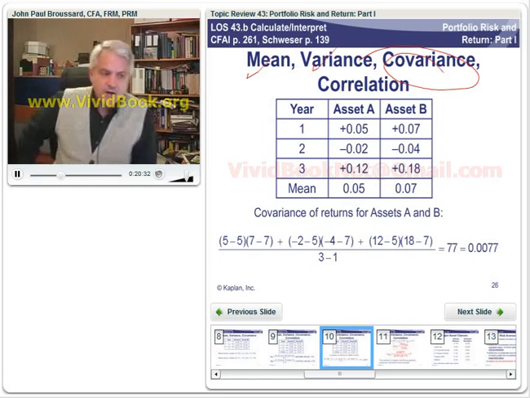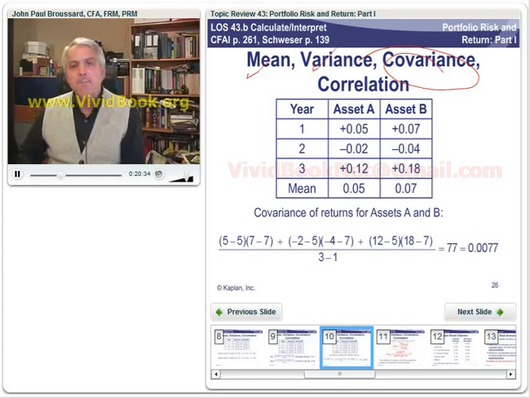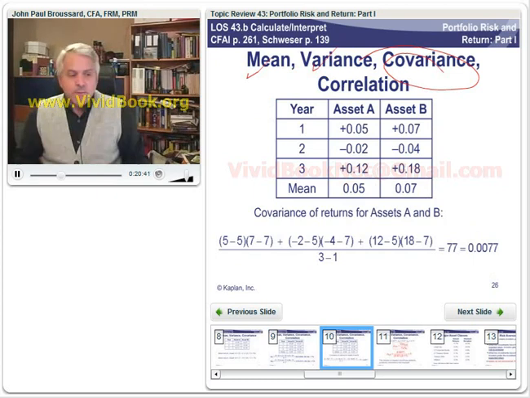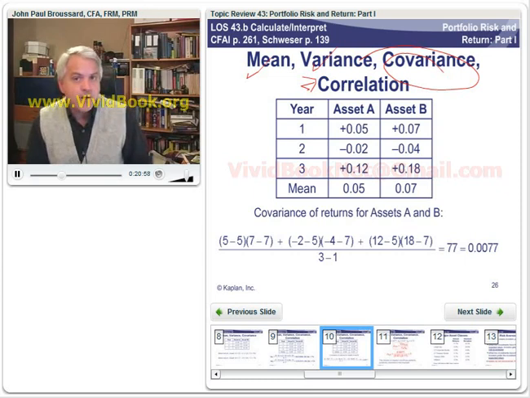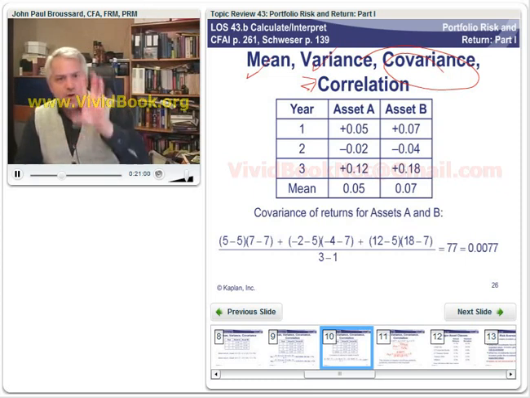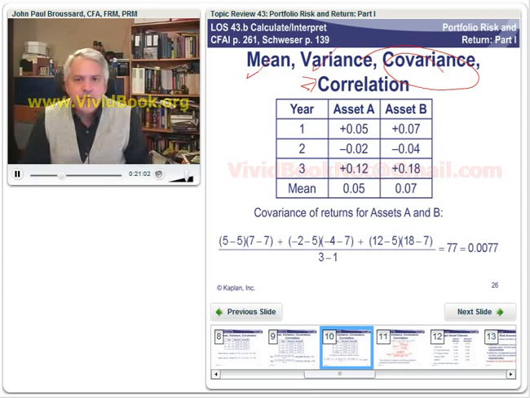The covariance is nothing other than a measure, an indication of the direction of co-movement. I'm going to give a little foreshadowing here. Covariance is a good indicator of direction. It doesn't really give us an indication of the strength of that co-movement. We're going to get that strength through the concept of correlation.